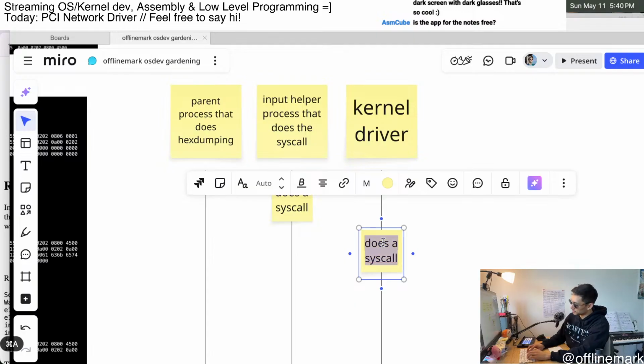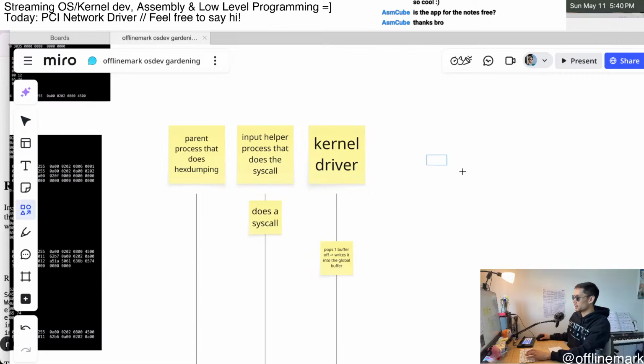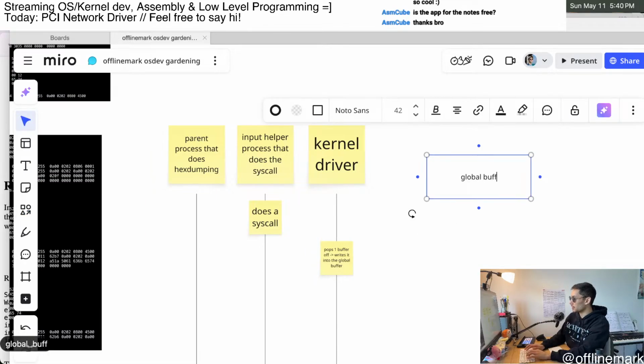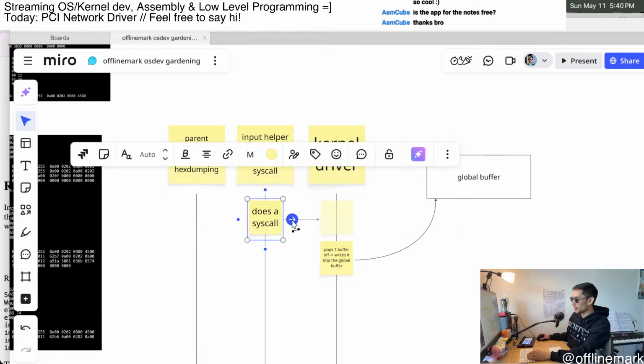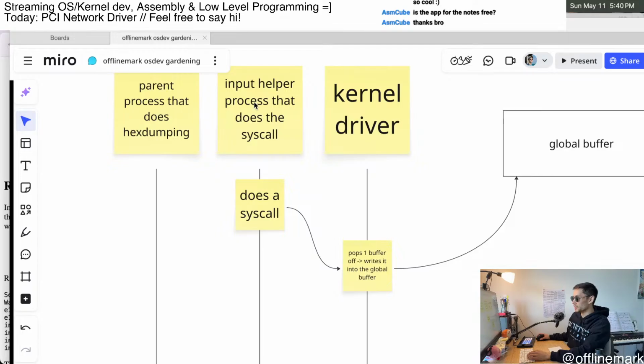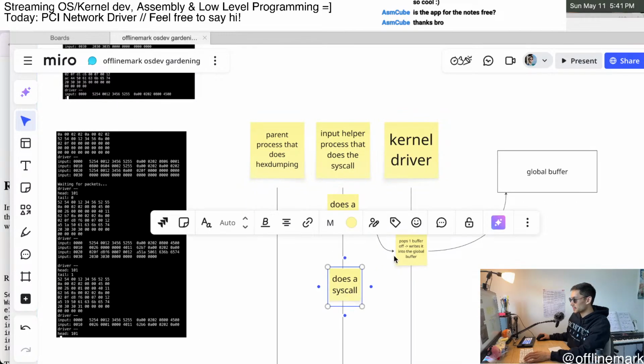So this receives, pops one buffer off, writes it into the global buffer. And the key concept here is that there's one single global buffer, right? So this thing writes it into the global buffer, and this process blocks while it does the kernel call. The kernel writes it back into the global buffer. And then this thing returns.